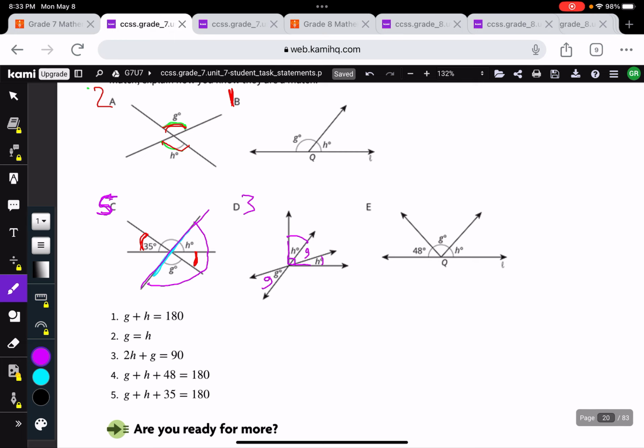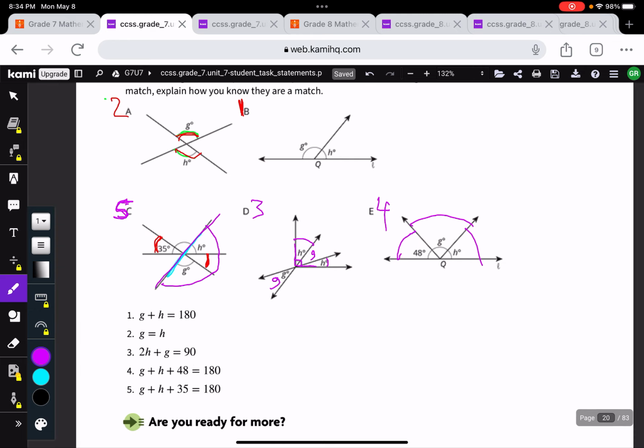And then finally, I see a big straight line. I see a 48 plus G plus H. I see this plus this plus this equals 180. A straight line is 180. And that must mean G plus H plus 48. That goes with number 4.